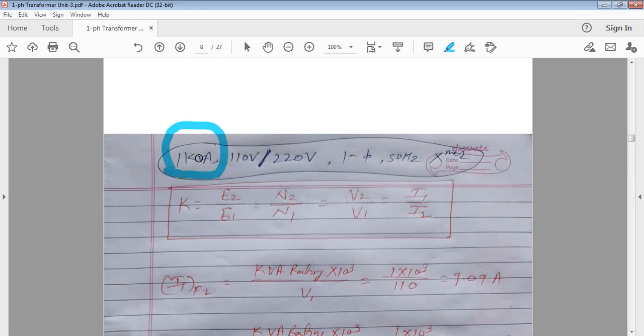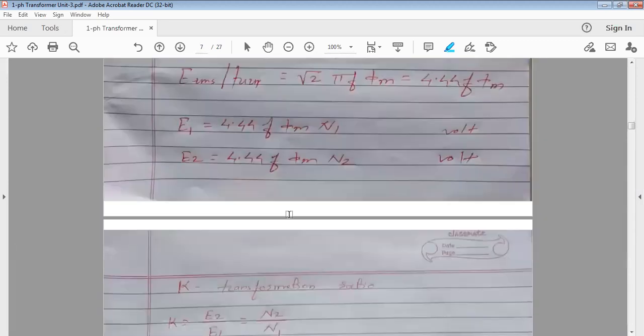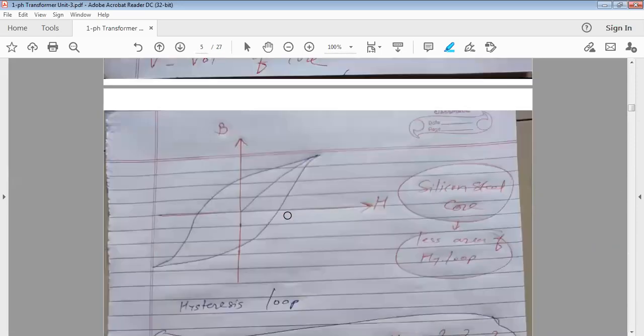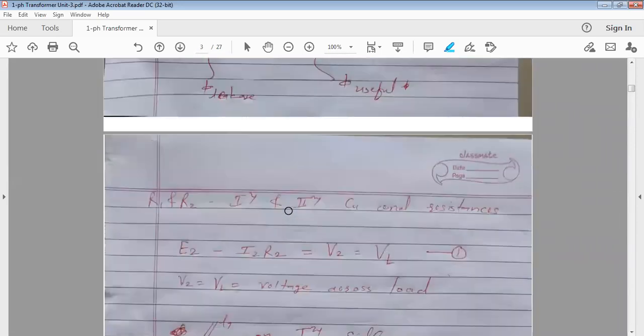The kVA rating is the product of voltage range and current range, isn't it? V into I. Now, what we have seen is, as you go on increasing the load on the transformer, what happens to I1 and I2? Does it remain constant, increase or decrease? I1 and I2 with the increase in load? I1 decreases? It's not so. See, last time also I told you. See here, I will tell you again.